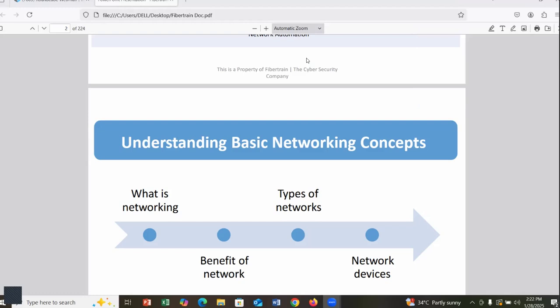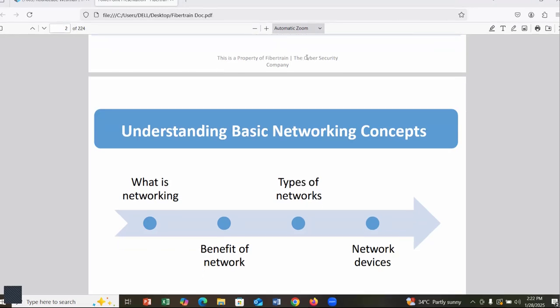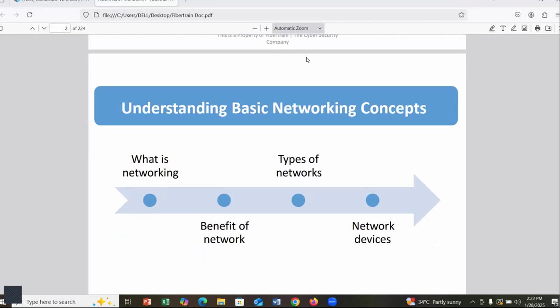I welcome you back again into today's tutorial where we're going to be focusing on understanding basic networking concepts. So inside this course, what are we going to be focusing on? The first thing here, we're going to know what is networking. We're going to know what is computer networking, and we're going to know the types of networks. We're going to know the benefits of networks, and you're going to know the various types of network devices. So let's dive into what we have.